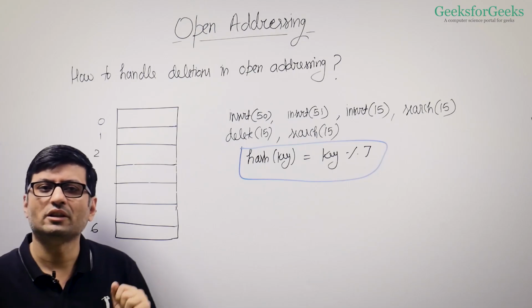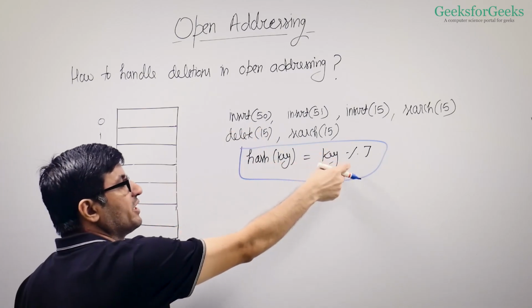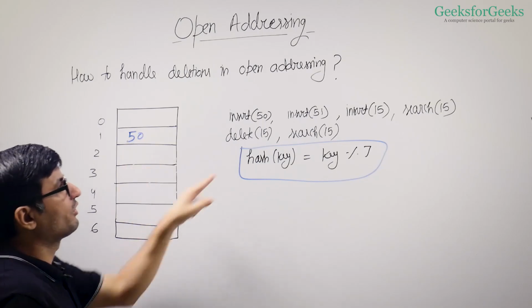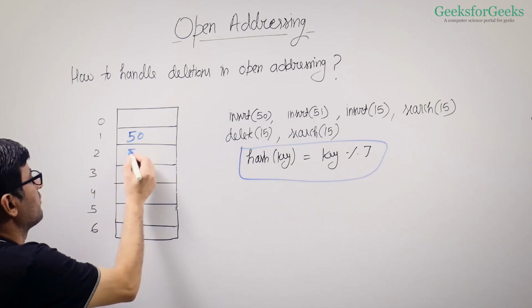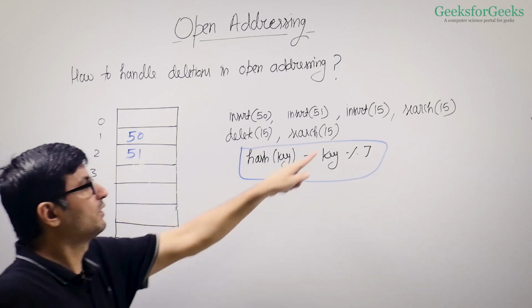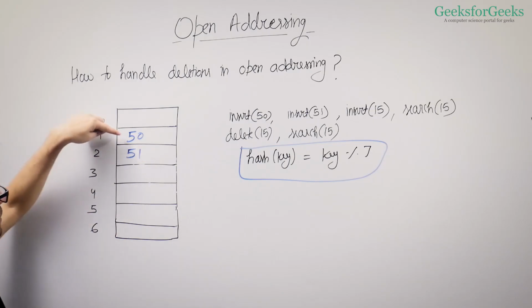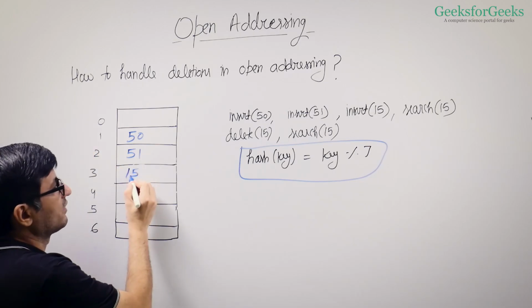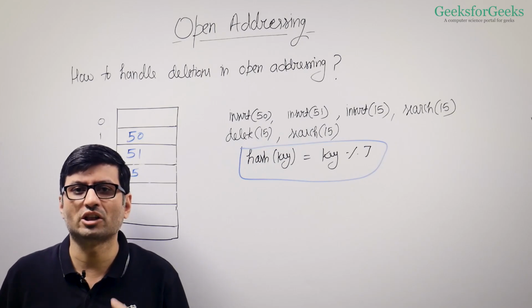So we first insert 50. We go to this hash function, find the value 1, we go to the slot 1 and insert 50 here. 51, hash value is 2, we go to the slot and insert 51. 15, hash value is 1, we see a collision, so we linearly probe, we find an empty slot and we insert 15 here. Now I'm talking about the search operation, how to implement the search operation.